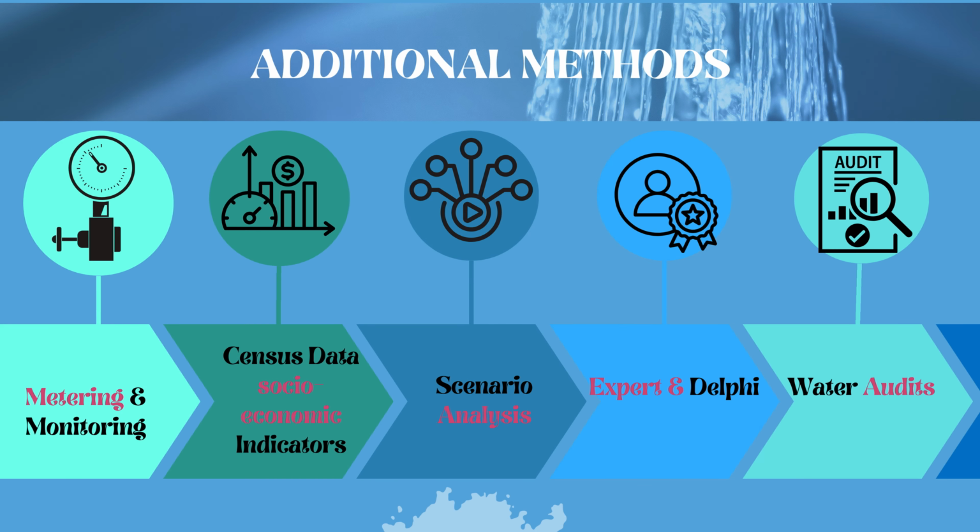Okay, we have seen some cool tools, but there is more to explore. Metering and monitoring masters. Installing water meters allows us to monitor actual water use in different parts of the system. It's all about gathering real-time data to understand water usage patterns. Also, socioeconomic indicators can be obtained from government surveys, which cover population, income levels, and lifestyle, and can also be valuable clues about water demand.